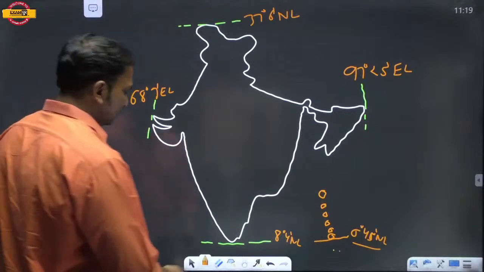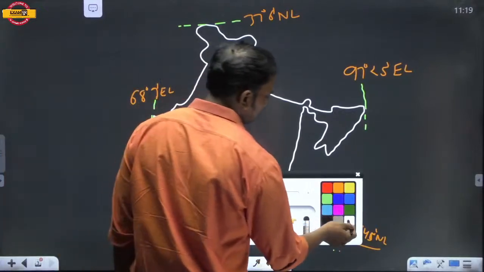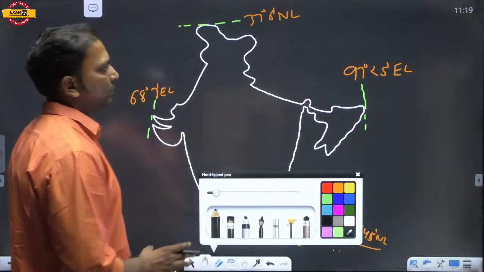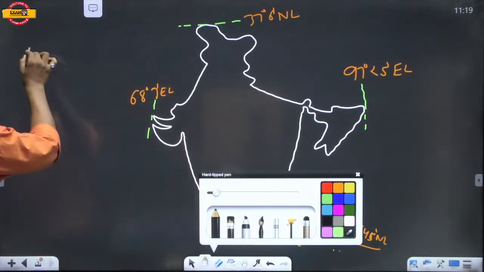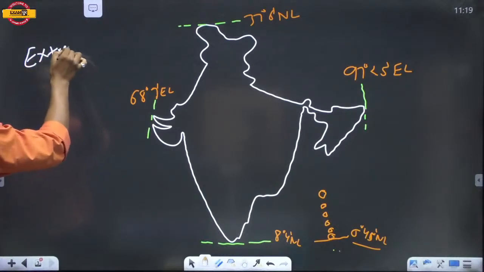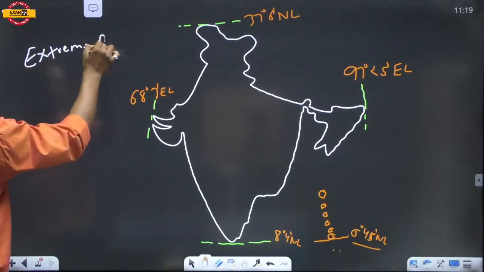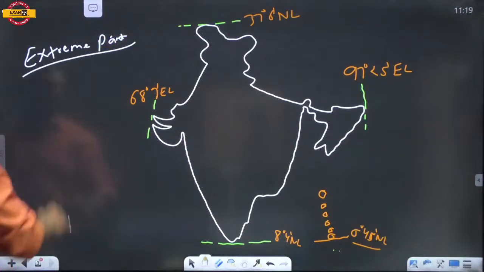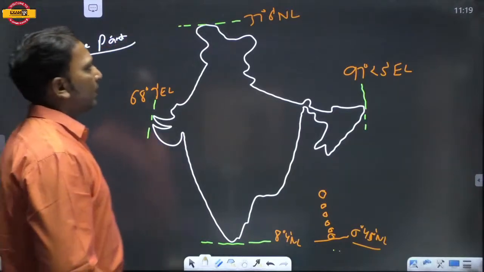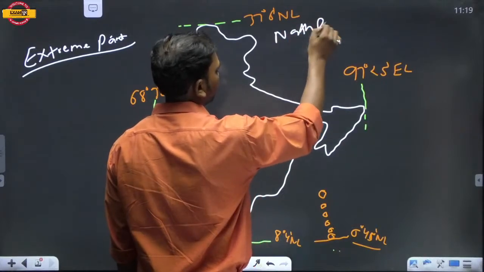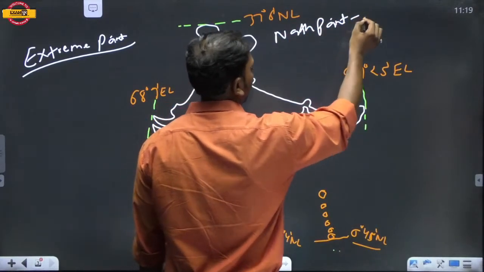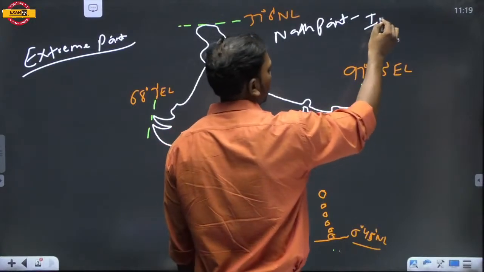Now we are going to discuss, if these lines cross through any place, what the name of that place is. So we are discussing extreme points. The next one is the extreme point, in the location area. Whatever the extreme point of the north is, it is called the north point, and the Indian north point is considered to be Indira Col.